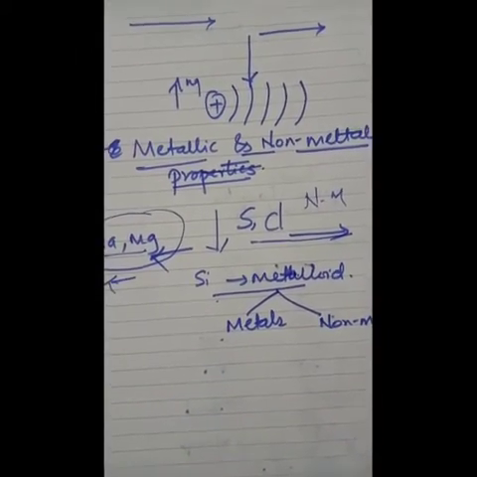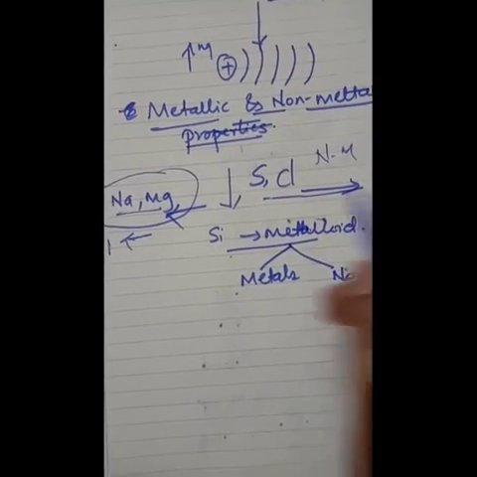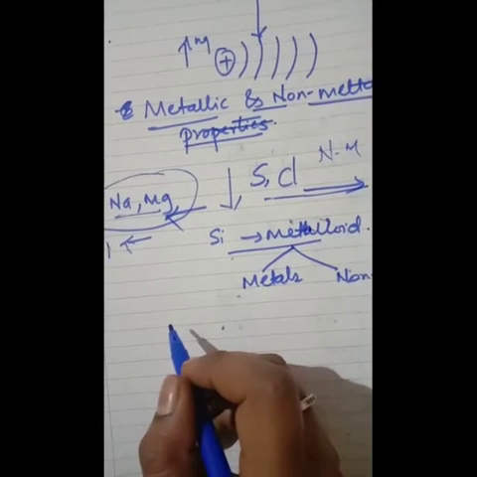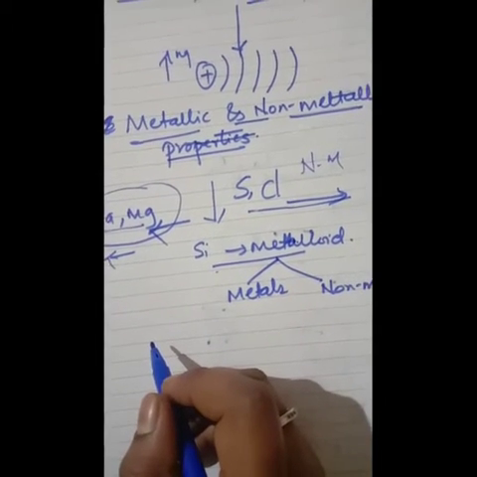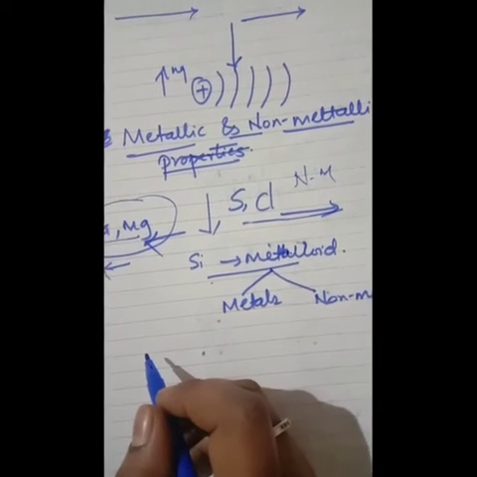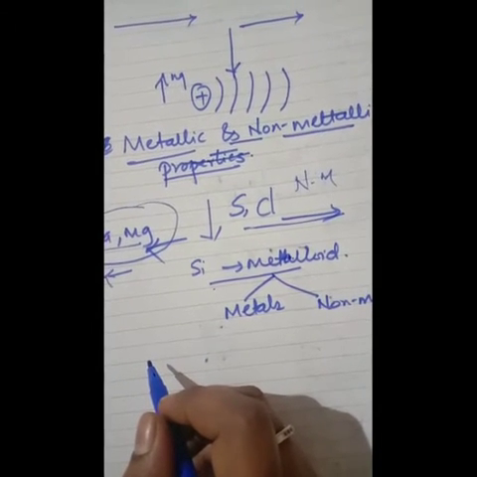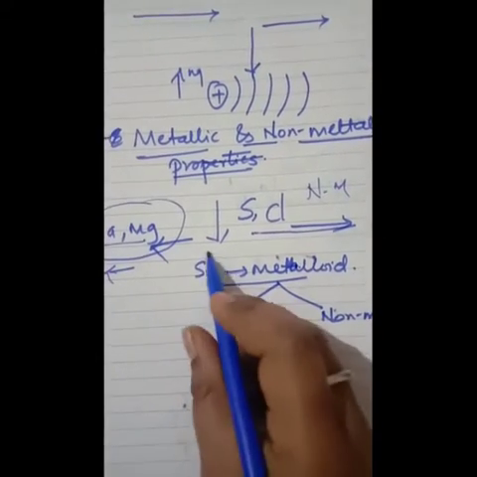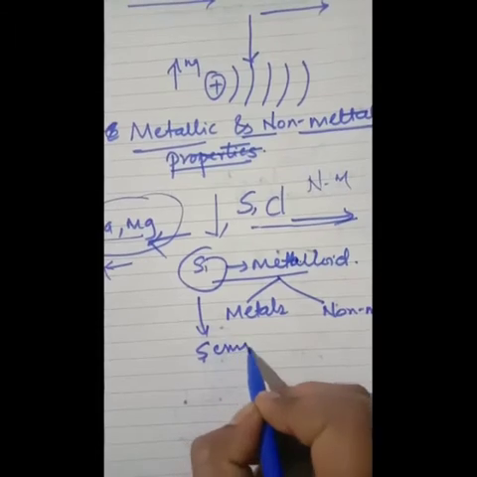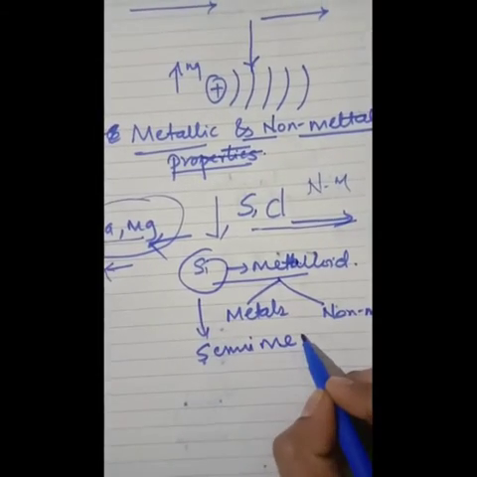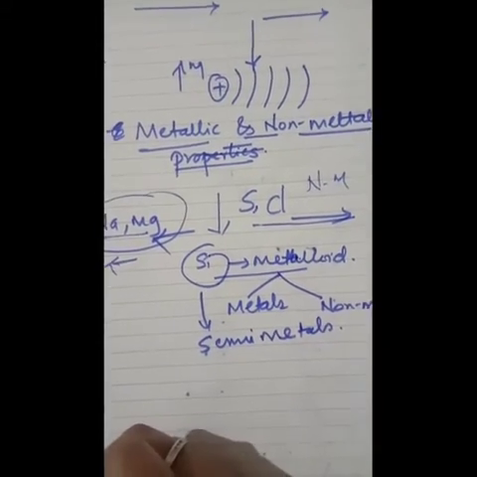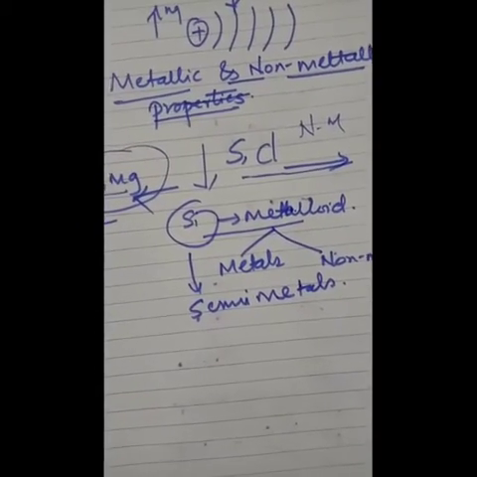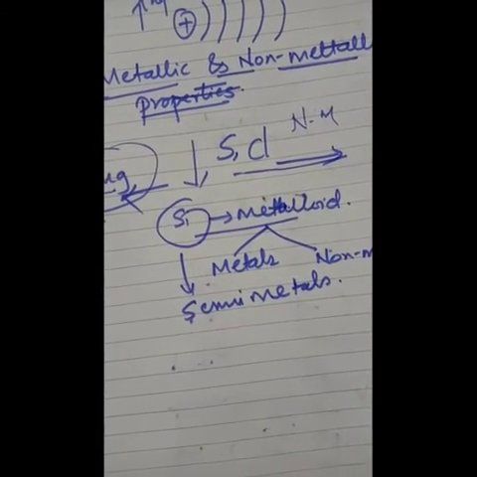non-metals. In the modern periodic table, a zigzag line separates metals from non-metals, and the elements along the line, like boron, silicon, germanium, arsenic, antimony, tellurium and polonium, are said to be intermediate in properties, and that's the reason they are called metalloids, or semi-metals. What do you call it? It is semi-metals or metalloids.